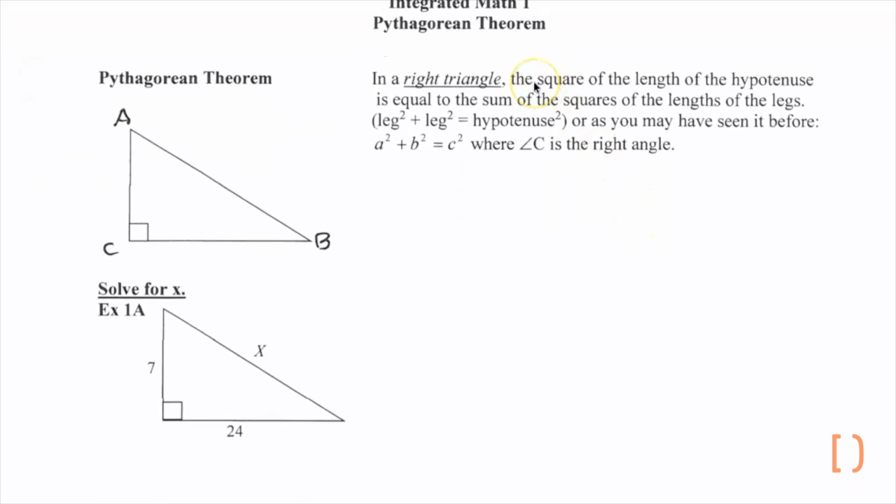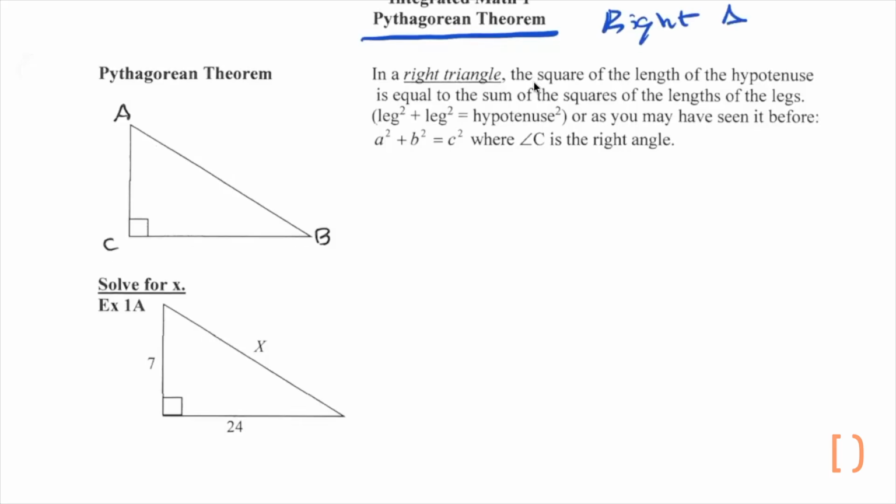Okay. Now let's talk about the Pythagorean theorem in general. The Pythagorean theorem only works for right triangles. So it has to be a right triangle. Keep that in mind. That's what Pythagoras figured out.